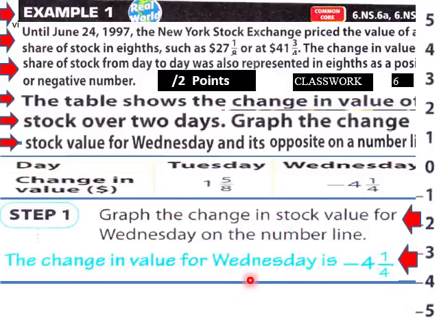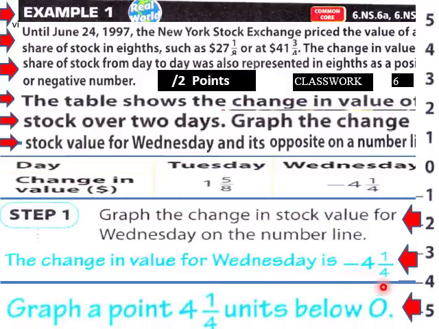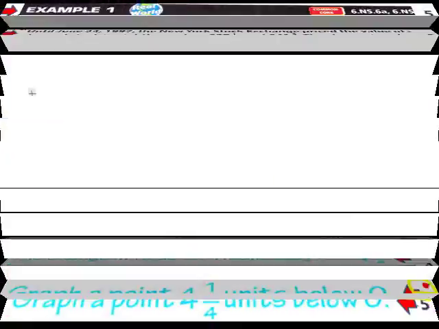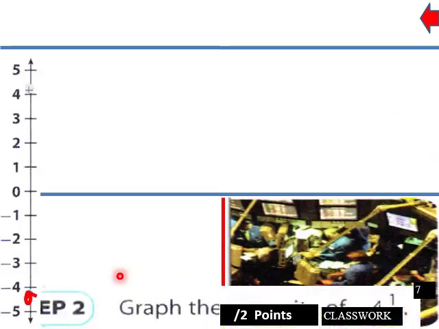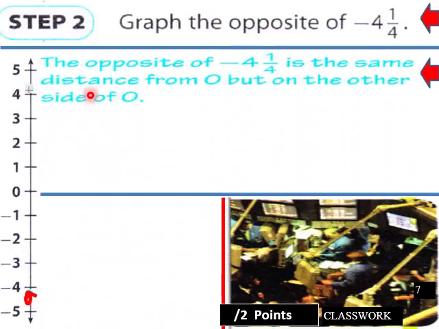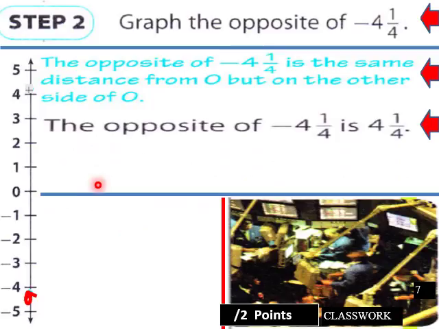Okay, well let's graph it. The change in value for Wednesday is negative 4 1/4. And we graph a point 4 1/4 units below 0. So we have 0 here. So 4 1/4 will be down here somewhere, about there. So that would be the difference there. Okay, so here's our two plots for the graph of the stock price. Negative 4 1/4 is the same distance from 0, but on the other side of 0. The opposite of negative 4 1/4 is 4 1/4 up here. So that'd be 4 1/4 up there.